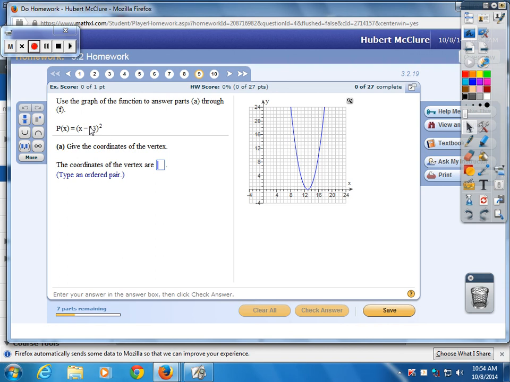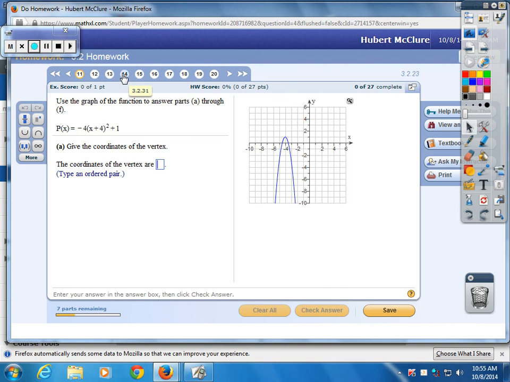P of x is equal to (x minus 13) squared. You know that it has a horizontal shift of what? 13 to the right. Does it have a vertical shift? No. So it would just be minus 13. Yep. What's that one? What's the horizontal shift?